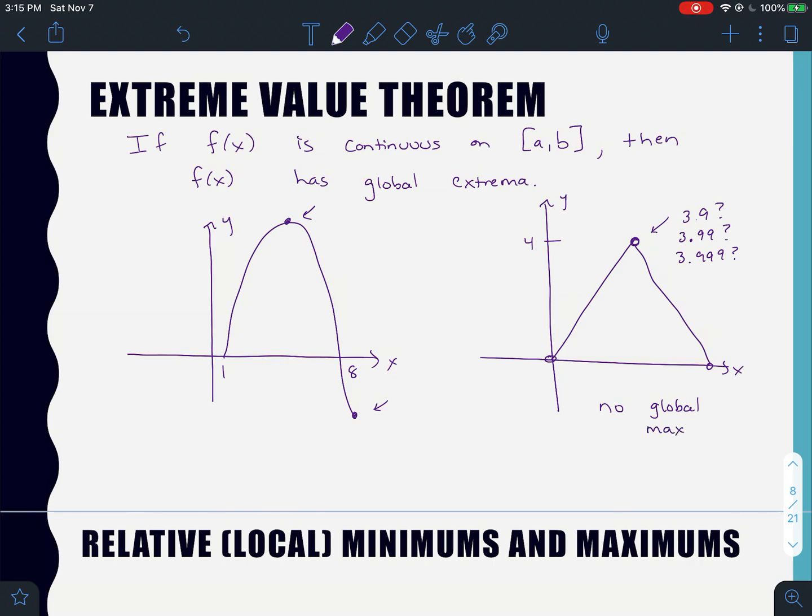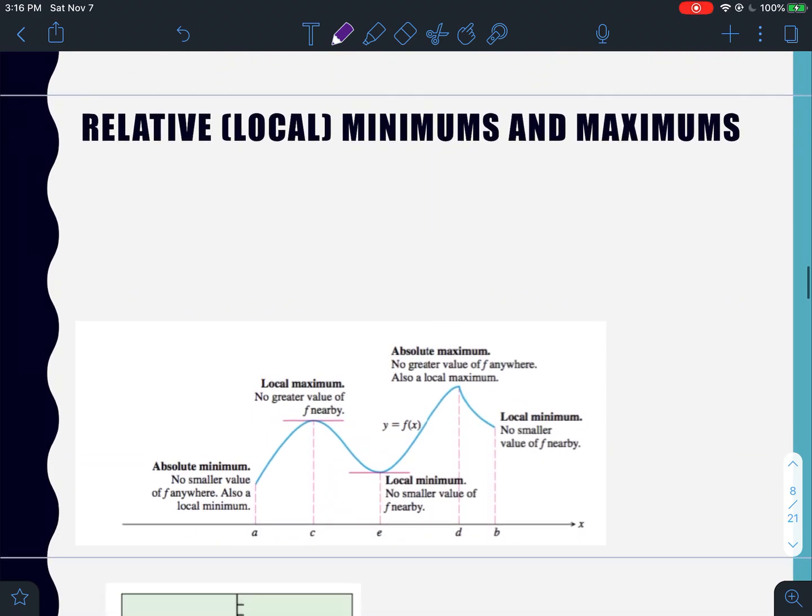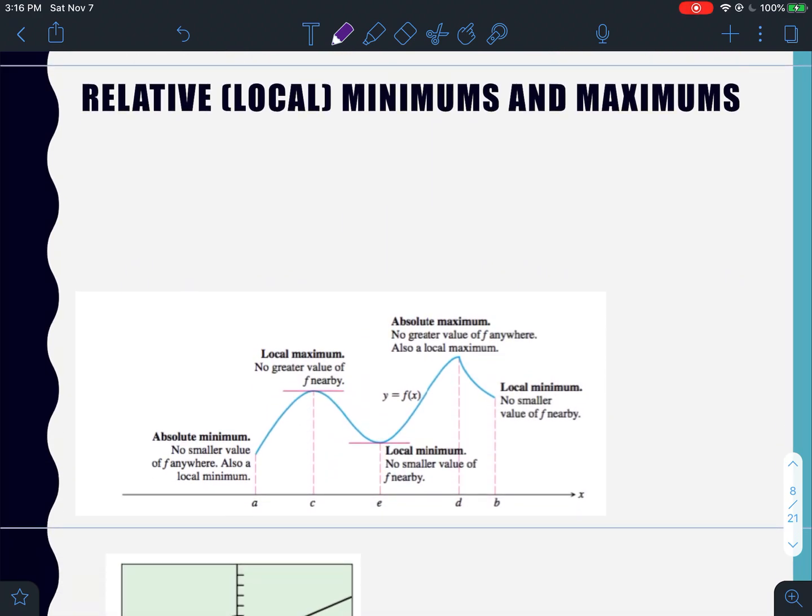So there is no global maximum on this picture because there is no exact number that would be the maximum. I could always get closer to 4, so there's no precise exact number that would be the maximum. Same thing with the minimum. The minimum would be 0, but since I have open circles at both of the zeros, 0 doesn't actually exist, so there would be no global minimum as well.